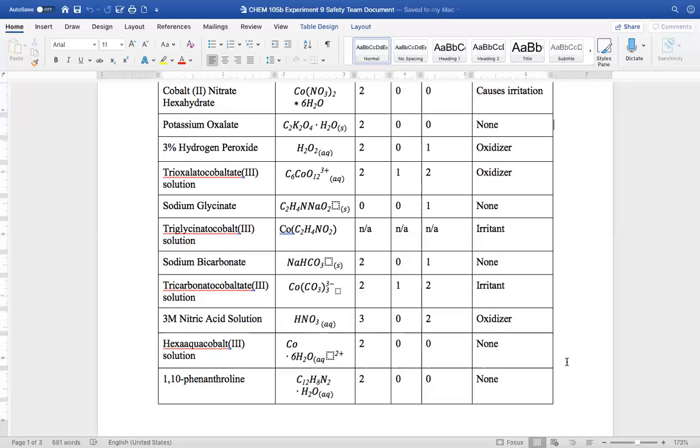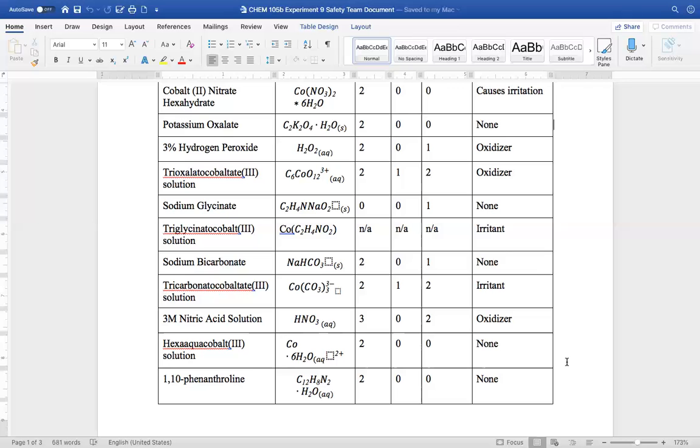After that is tricarbonate cobaltate 3 solution with a formula of Co(CO3)3 3-. It has a health of 2, fire of 1, and reactivity of 2, and it is an irritant. Next is a 3 molar nitric acid solution with the formula of HNO3. It has a health risk of 3, fire of 0, reactivity of 2, and it is an oxidizer.